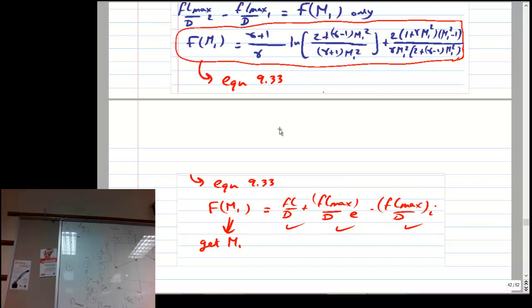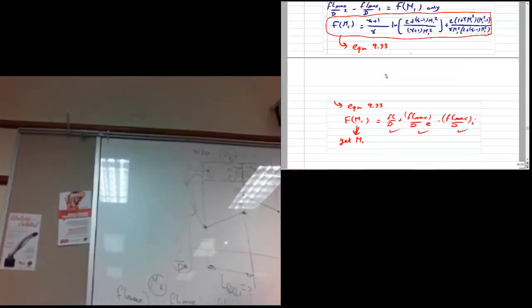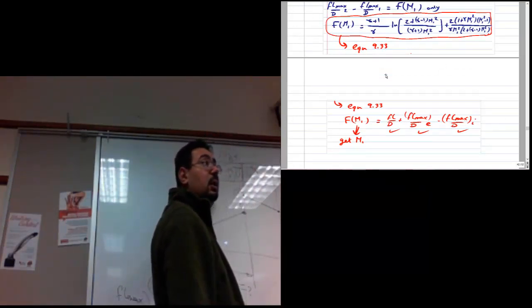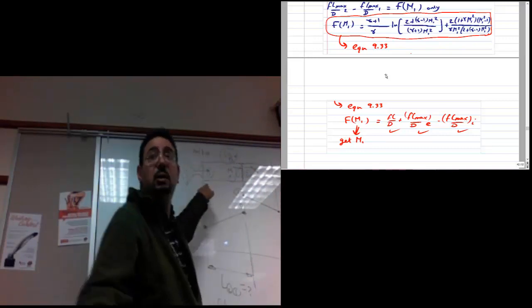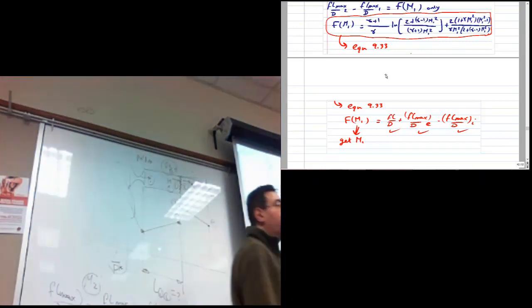But to solve this, you need to provide the left-hand side so that you can solve from the chart for M1. So this requires those three numbers: Mach number at the exit, Mach number at the inlet, and the length of the pipe. The length of the pipe, we have it, right? That's what the problem started with. That's the whole length of the pipe. The Mach number at the inlet, we will get from the nozzle geometry, right? How about the Mach number at the exit for a free homework problem?